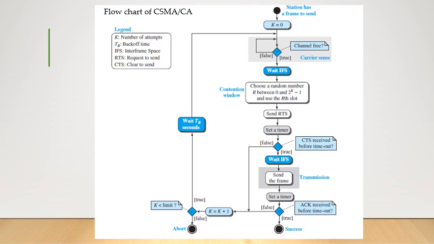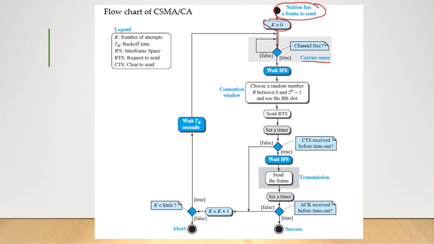This is the flowchart of CSMA/CA. Let's start. If a station has a frame to send, initially, as usual, we initialize k equal to 0. Then we have to sense the carrier, meaning sense the media. How do we sense actually? By checking the energy. We discussed this in the previous class.